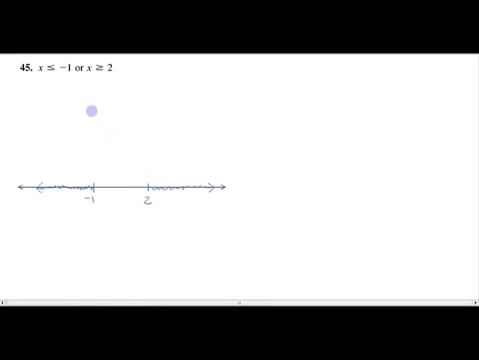Now let's take care of the endpoints. We have the equal to part on both of those inequalities, so I will use a square bracket showing that 2 is included as a solution and negative 1 is also included as a solution. When I write my interval notation, it will be negative infinity to negative 1 with a square bracket, union, 2 to infinity, with parentheses on both of my infinities as usual.